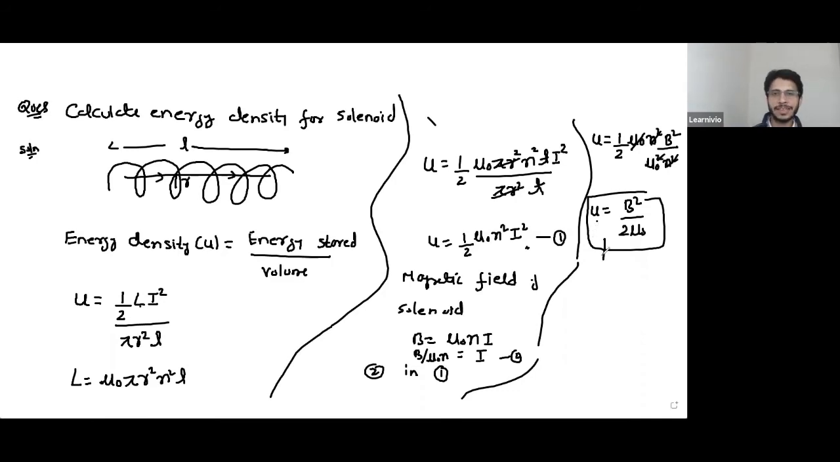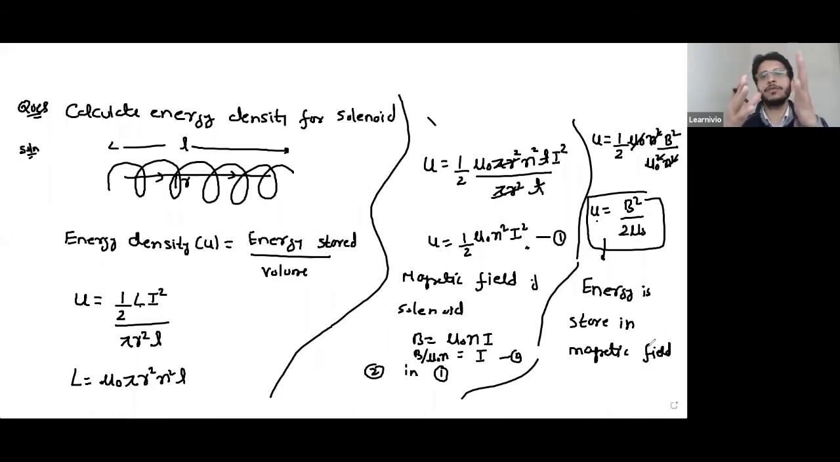So this expression says that energy is stored in the magnetic field. Energy is not stored in the solenoid. Energy is in the magnetic field. If you take this magnetic field in any other place than a solenoid, then too you will have the same expression. So this is the expression of energy density. Is it clear?